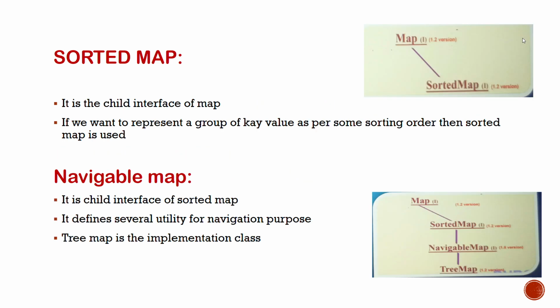So there is again the sorted map and navigable map. Sorted map is a child interface of map. If we want to represent a group of key value pairs as per some sorting order, then sorted map is used. Navigable map is a child interface of sorted map. It defines several utilities for navigational purposes. Tree map is the implementation class.